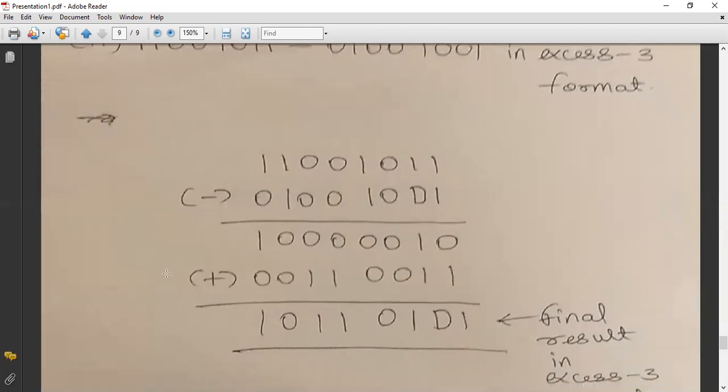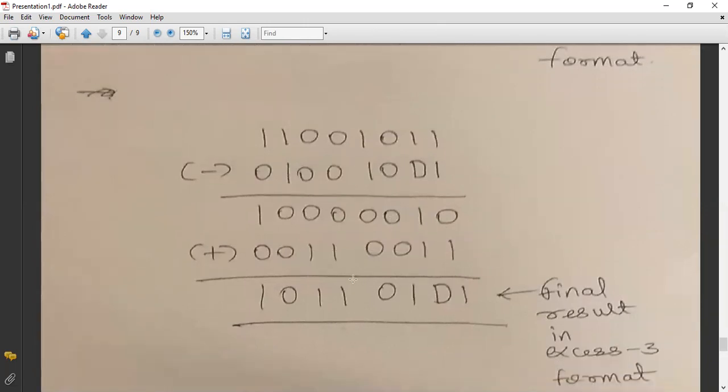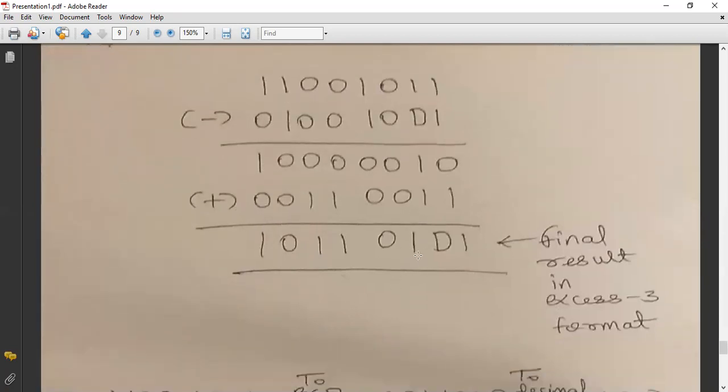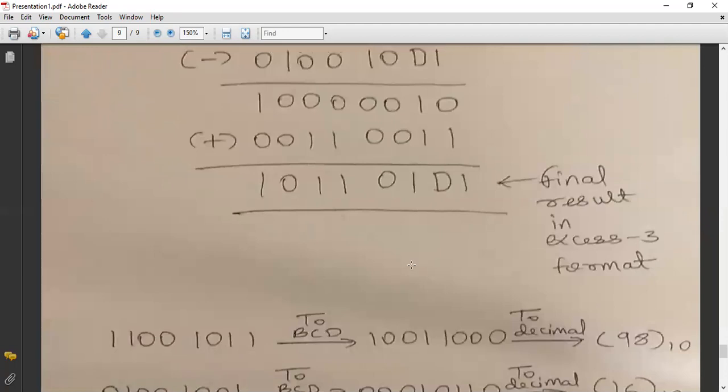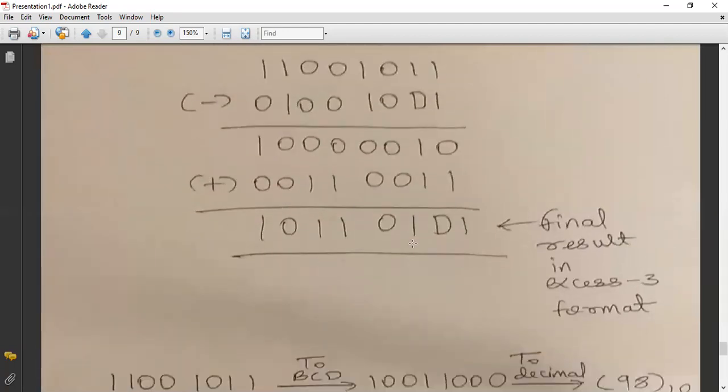Now in case of subtraction, we are going to add number 3 to the both digits, at the unit place also, at the tens place also. So adding 3, what we will get? 0 plus 1 is 1, 1 plus 1 is 0, carry over 1, so we will get 1 here. 0 plus 0 is 0. Next, 0 plus 1 is 1, 0 plus 1 is 1, 0 plus 0 is 0, 1 plus 0 is 1. So we got this final result in excess 3 format. Also we need to verify the answer. So how we are going to verify?